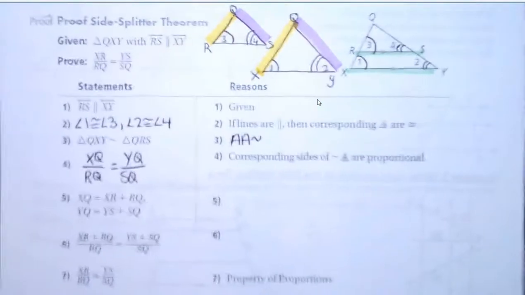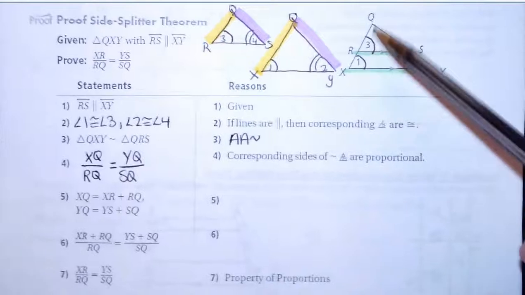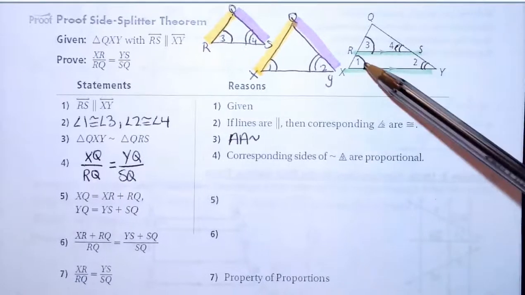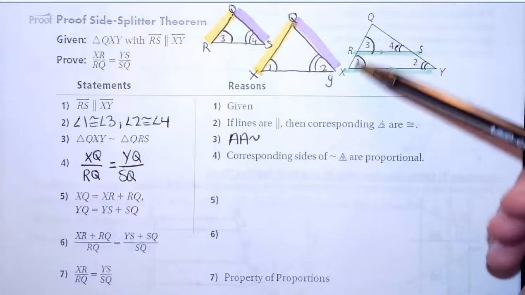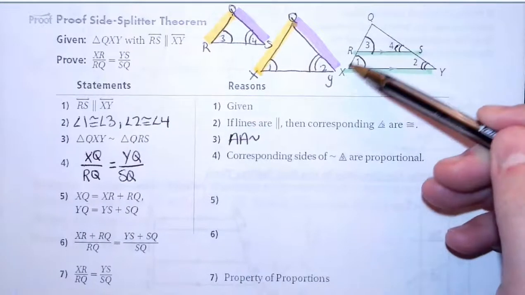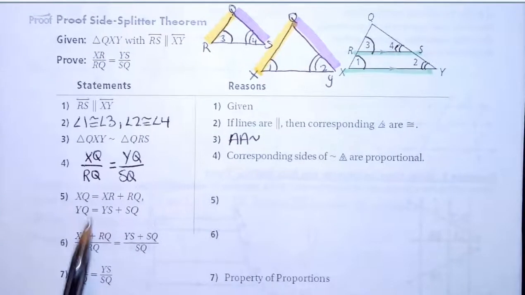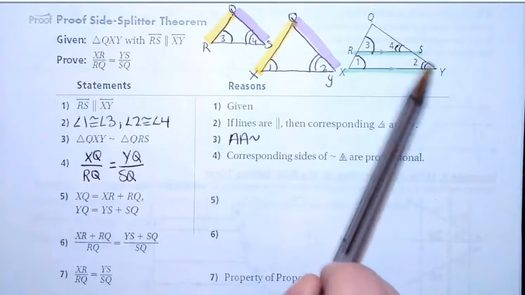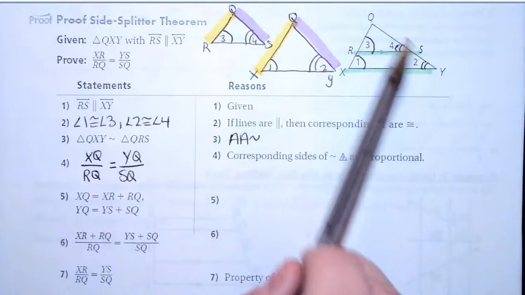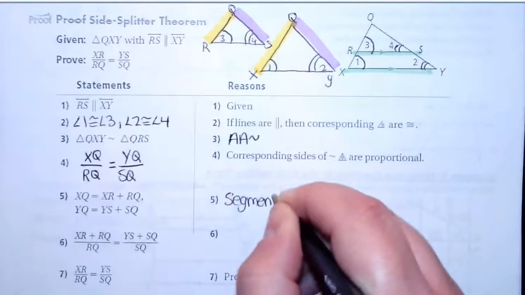Okay, now to do the next step, I just need you guys to look back at the original diagram. Okay, so here in the diagram where the triangles are together, what's going on in this next step? They're going to say XQ, that whole side, is the segment XR and RQ added together. Same thing over here. This is what's in step number 5. YQ, that whole side, is this piece, which is YS plus SQ. So we're just adding these two pieces together. So that next step in the proof is just using segment addition.